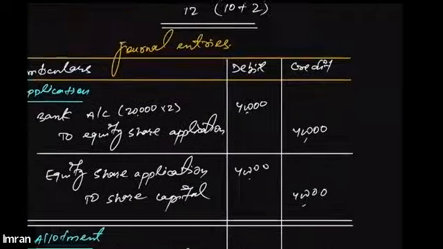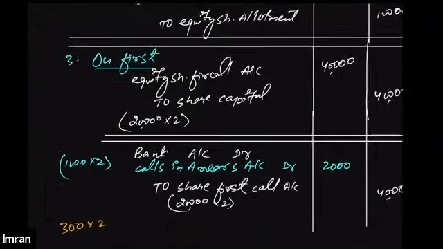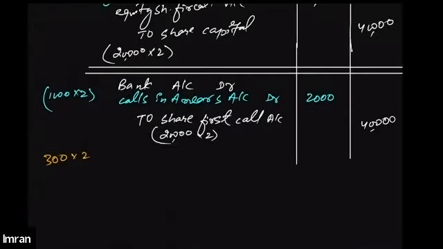So final call was 3 rupees. Now see, apart from paying for the first call, he also paid for the final call. That means he paid 3 rupees extra. He paid 3 rupees per share extra in advance. The final call is not even made yet. He paid 3 rupees in advance for 300 shares. That means this is the advance payment that we have received against the share. So this is called calls in advance.